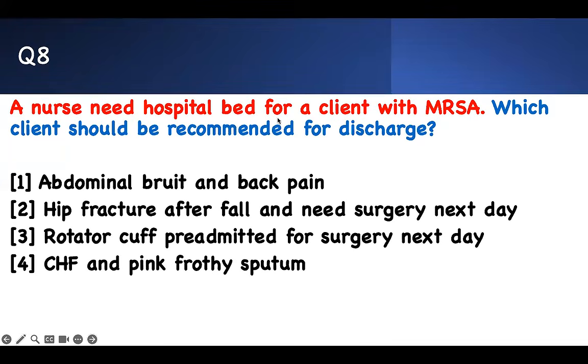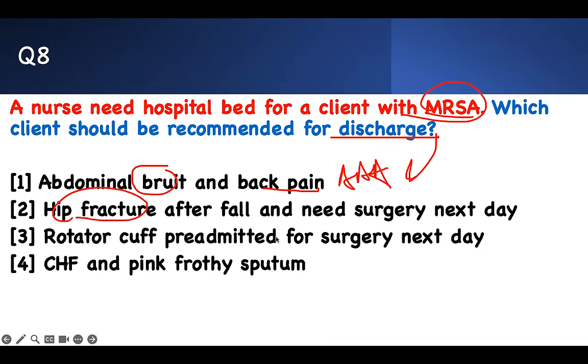A nurse needs a hospital bed for a client with MRSA. Which client should be recommended for discharge? The same thing. We need a bed for a patient who is ready to go home. Abdominal bruit and back pain, he has AAA. He's dying. He's not ready. This patient is a big sharp patient. He needs to go to the OR right now.